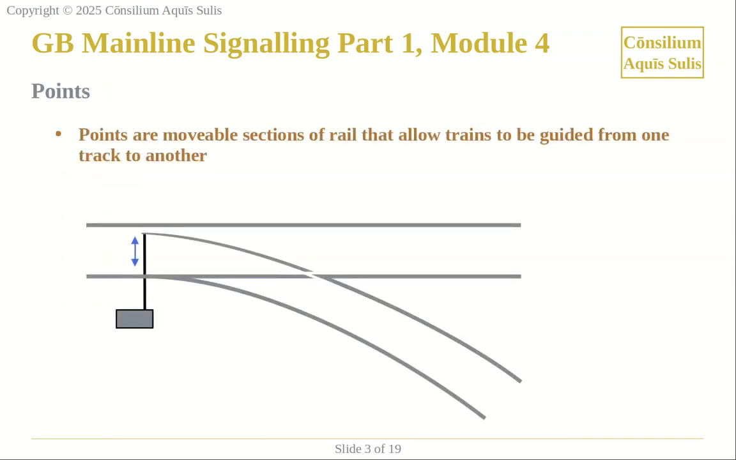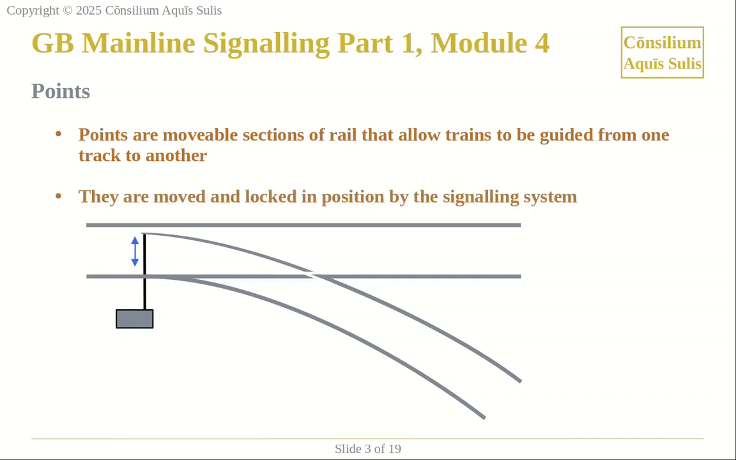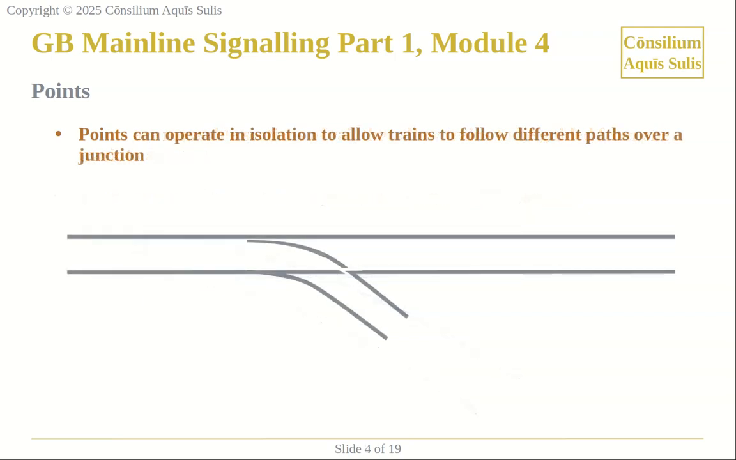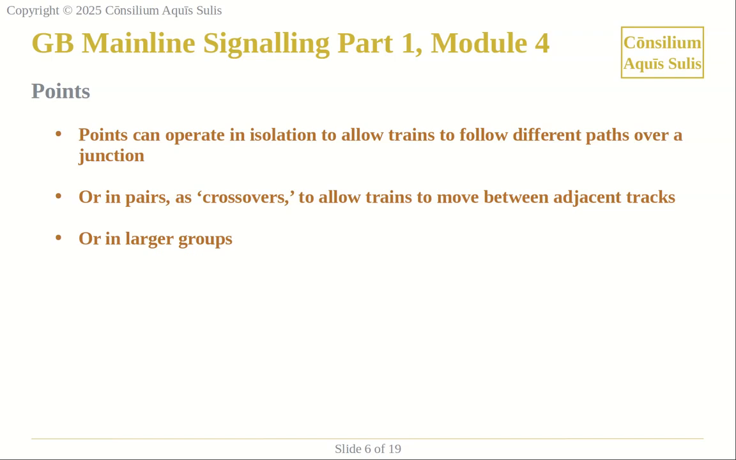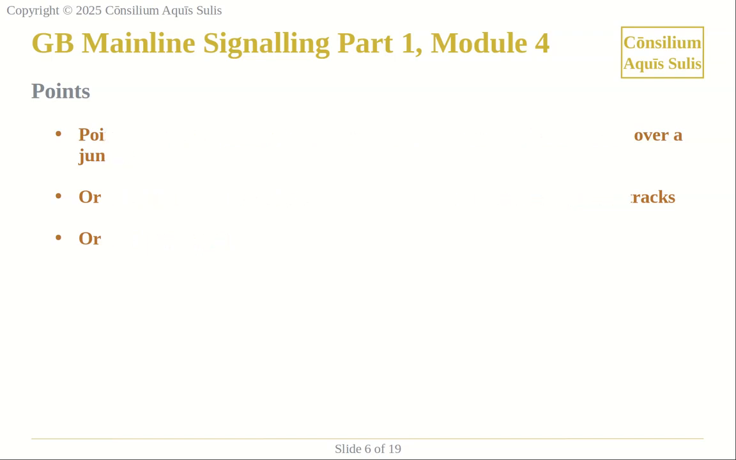Points are a movable section of track that allow trains to be guided from one track to another, and they're moved and locked in position by the signalling system. They can operate in isolation to allow trains to take different paths over a junction, or in pairs known as crossovers to allow trains to move between adjacent tracks. On rare occasions they can also operate in larger groups.